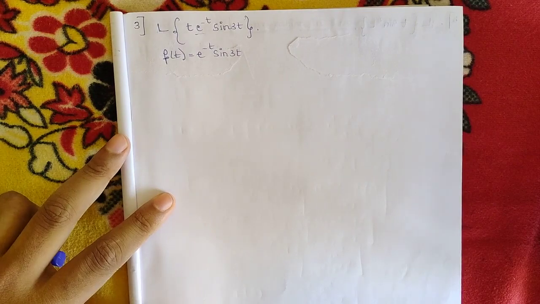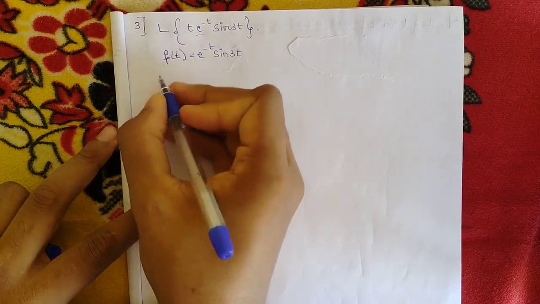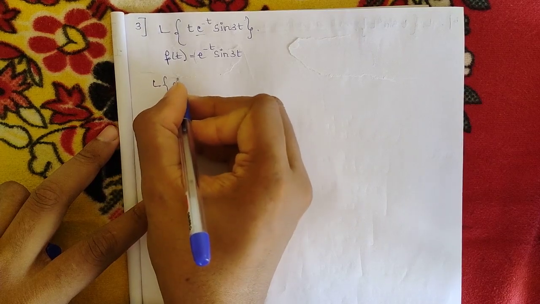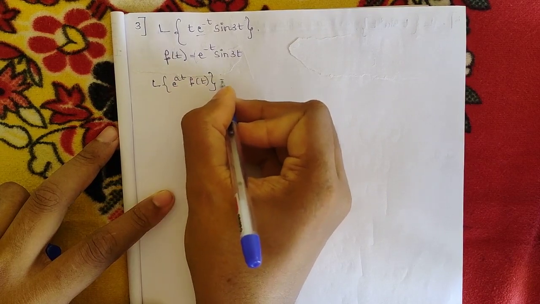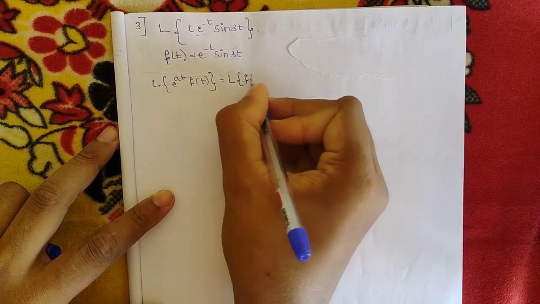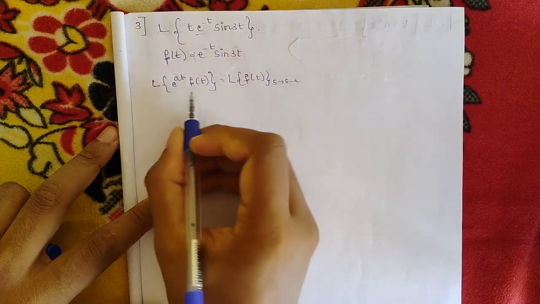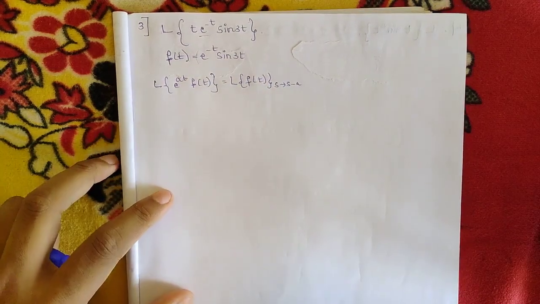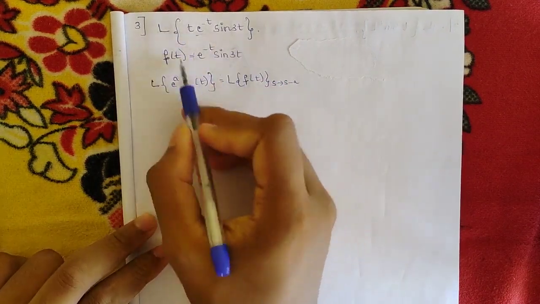Okay, here if you observe this, this f of t is of the form L of e to the power at into f of t, which is equal to L of f of t, where s is tending to s minus a. You know, right, which property is this? So this is the s domain shifting property. Okay, this f of t is of this form.